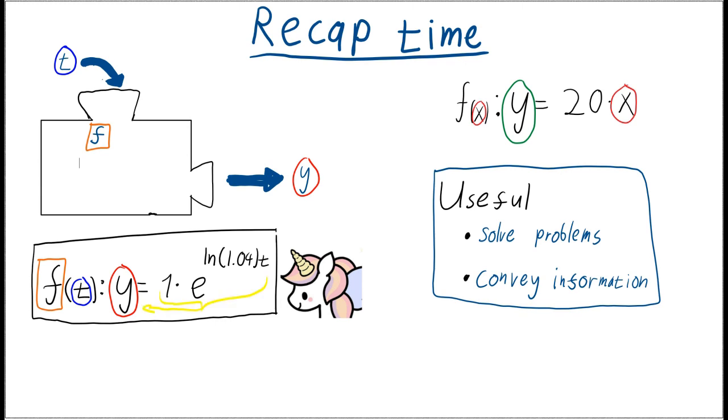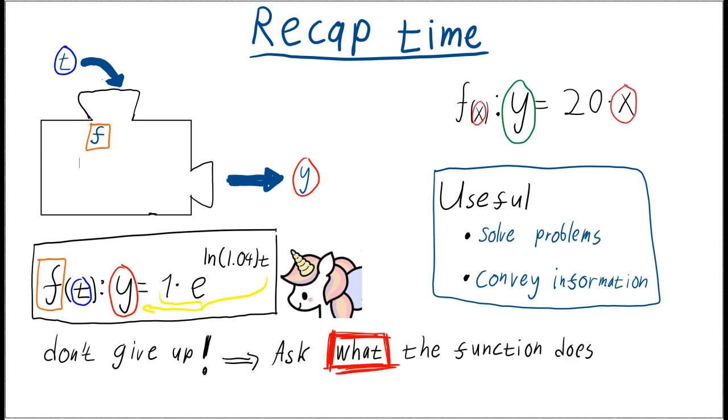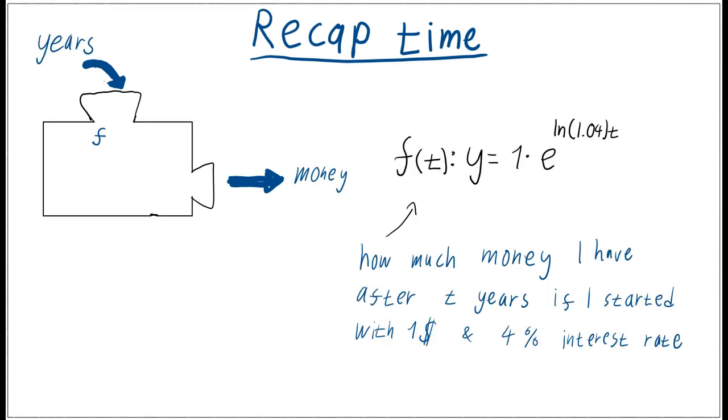Although you might not understand this recipe, you don't have to give up understanding what this function does, because every function solves a problem by answering some question. And even though you don't understand all the symbols in the recipe, you can always ask, what is the question this function is answering? And this particular function is answering how much money will you have on your bank account after t years if you start with $1 and you have 4% interest rate. So even though it might have looked complicated, you know what it does, you have already met it.